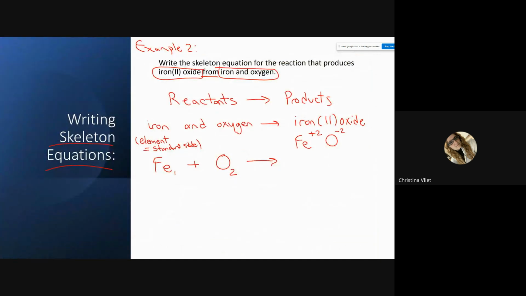-2. How do I combine these together into a neutral compound? If this is a +2 and a -2, then the charges just cancel out. So you don't have to crisscross. If you did crisscross, then you have to simplify, if you'll recall, to get this simplest number. But these cancel out. This is just FeO.